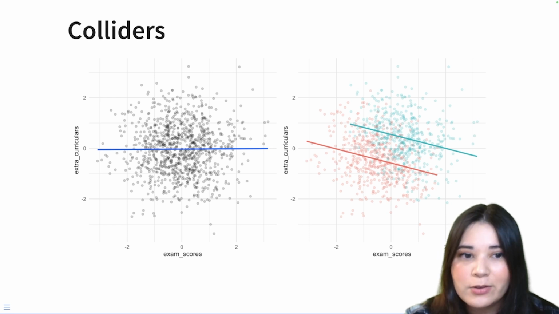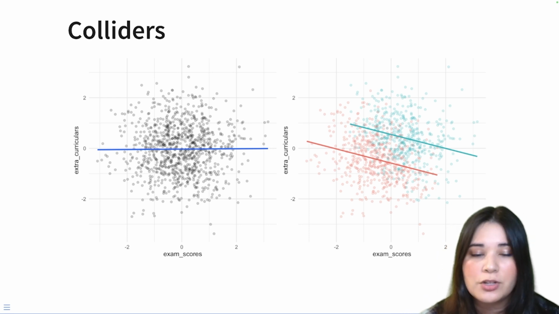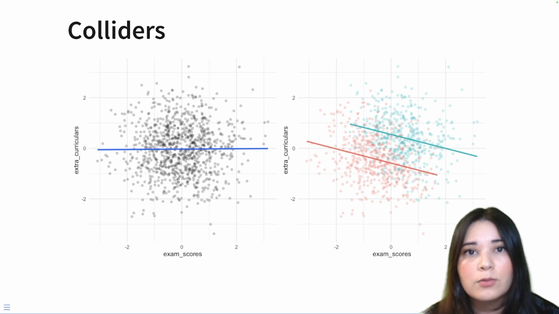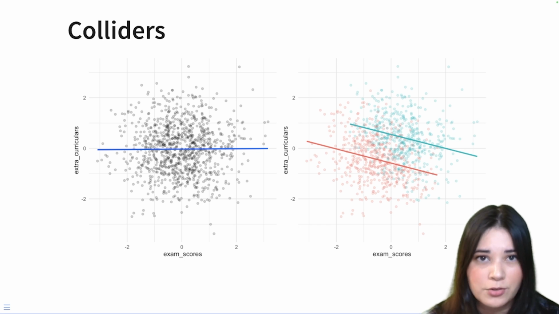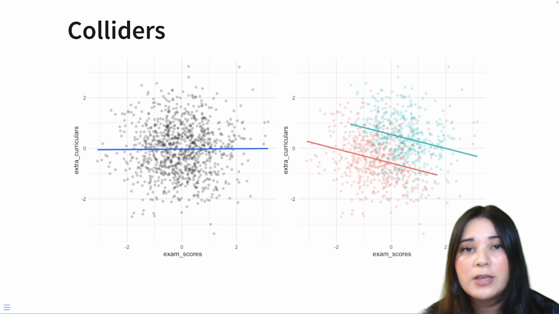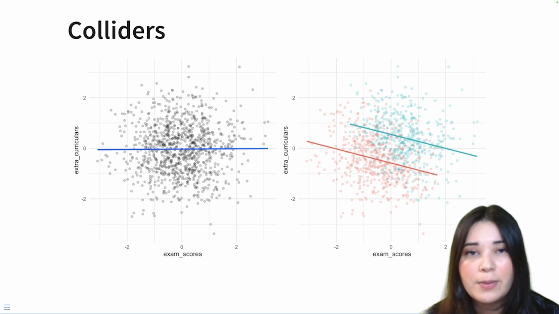On the left-hand side, you can see the entire population of students, and you can tell just based on the scatter plot that exam scores and extracurriculars are not related at all. They have no causal relationship. However, on the right-hand side, we've actually split our data into two groups, people who got into college and people who did not get into college.